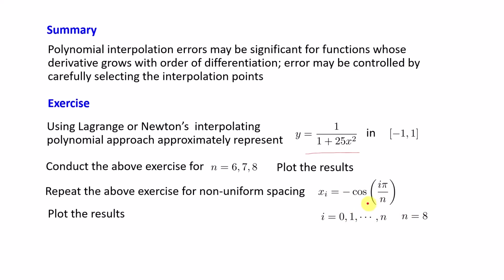So with this kind of xi, you try this and hopefully you will see a much better result with this non-uniform spacing. Why, of course, we take this cos(i pi / n) is a different discussion, and we will not take that discussion in this course, but you will find this kind of spacing will give you a much better result. That is all for this lecture.